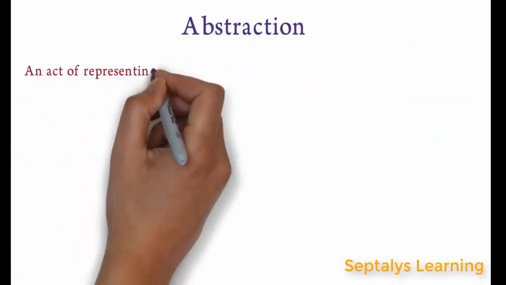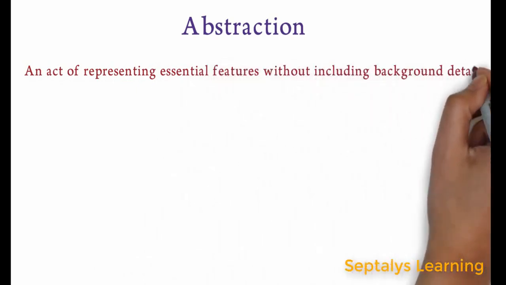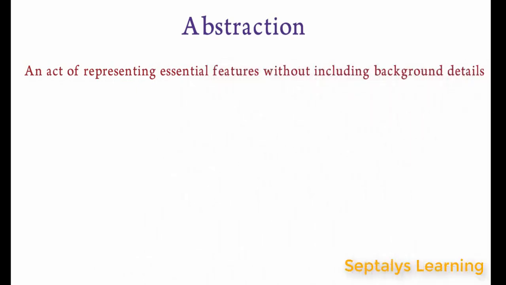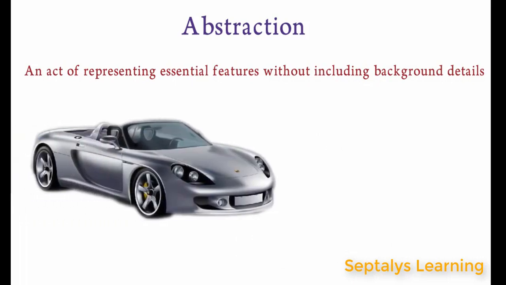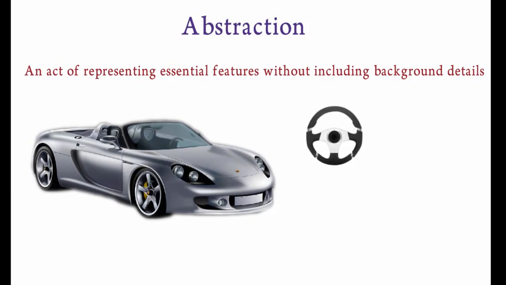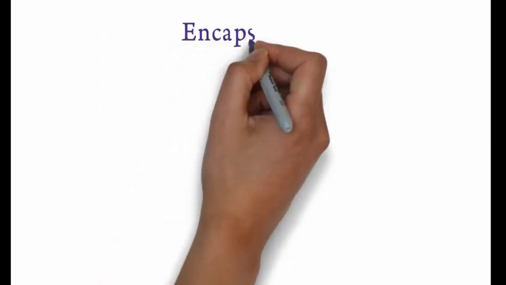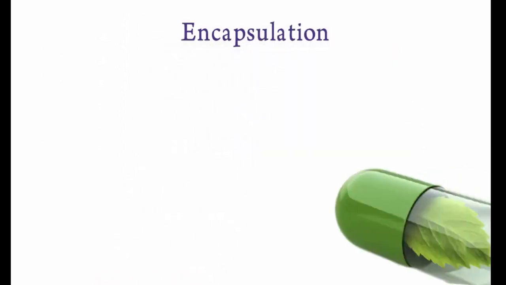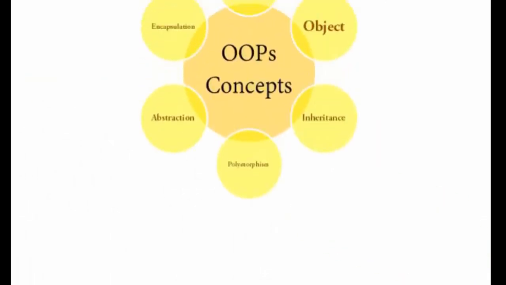Next concept is abstraction. Abstraction is an act of representing essential feature without including the background detail. For example, while driving a car, you don't need to be concerned about its internal working. Here you just need to know about parts like steering, wheel, gears, accelerator. Next concept is encapsulation. It is an OOPS technique of wrapping the data and code. These are the core OOPS concepts.